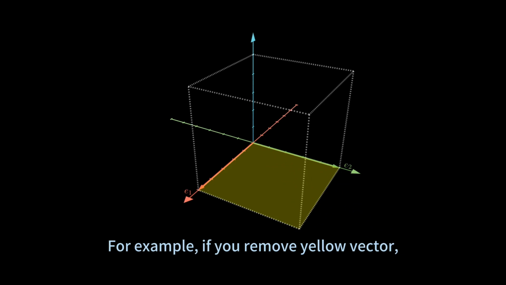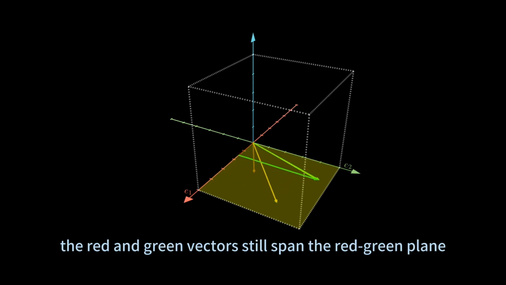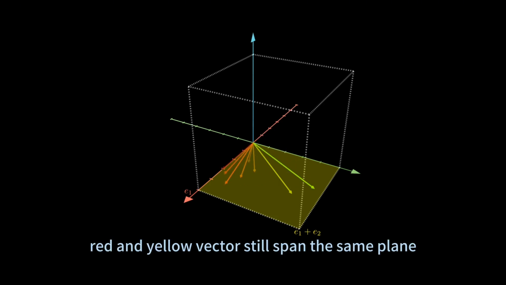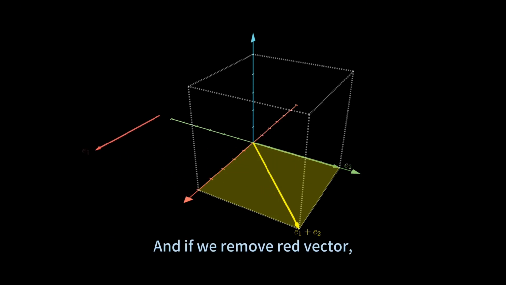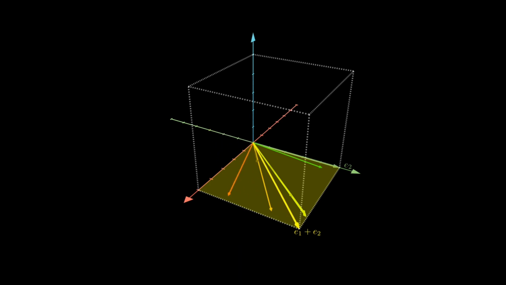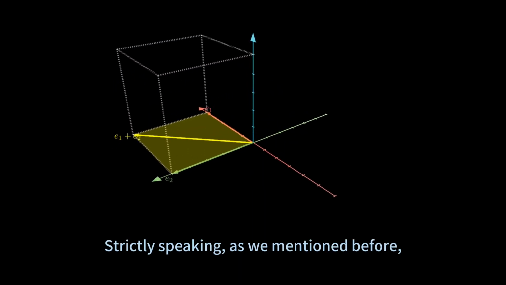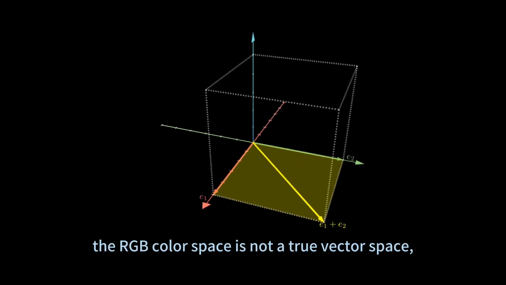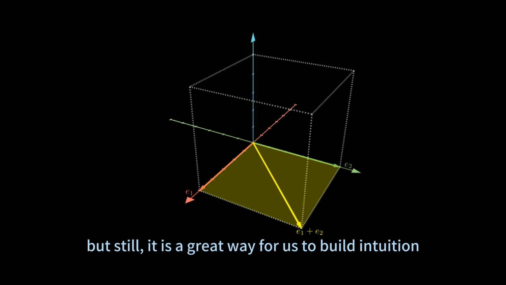For example, if you remove the yellow vector, the red and green vectors still span the red-green plane. Let's remove the green vector. We'll see the red and yellow vectors still span the same plane. And if we remove the red vector, the yellow and green vectors still hold up the same flat space. Strictly speaking, as we mentioned before, the RGB color space is not a true vector space, but still, it is a really great way for us to build intuition.